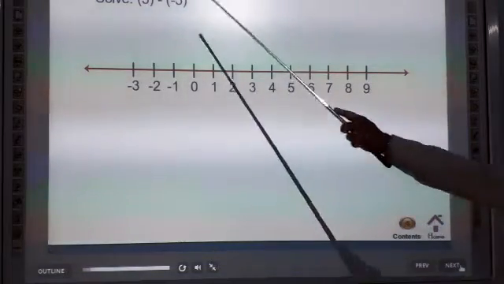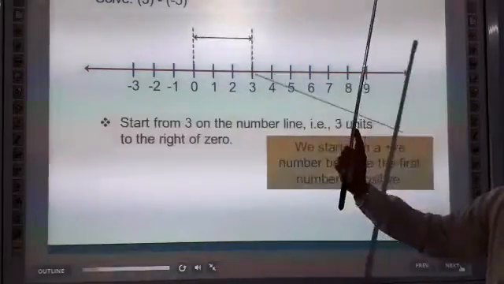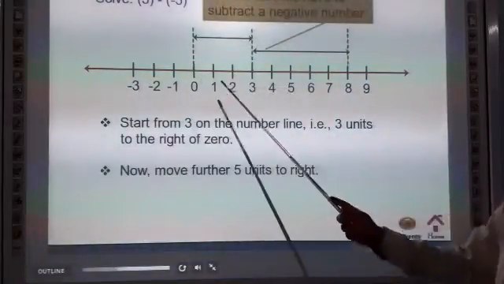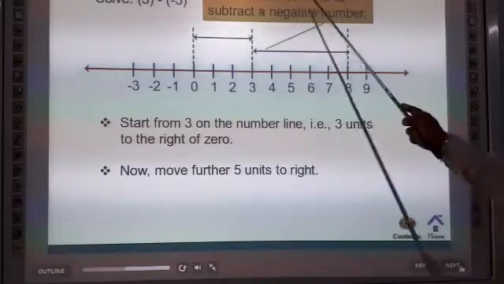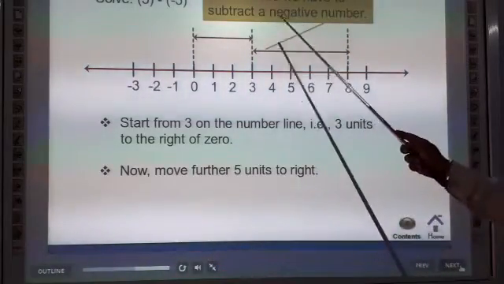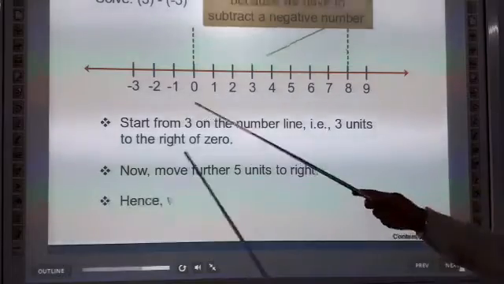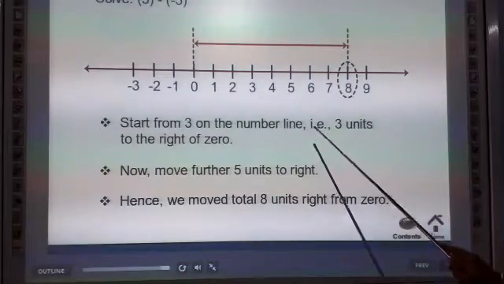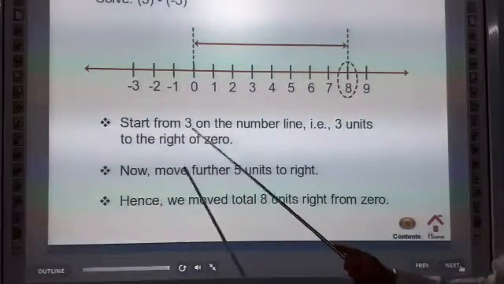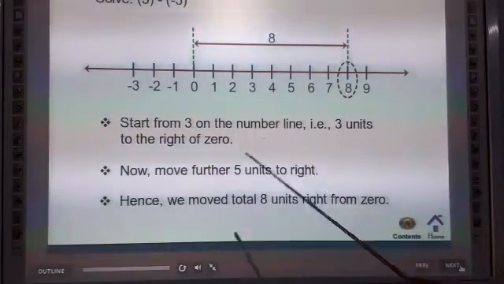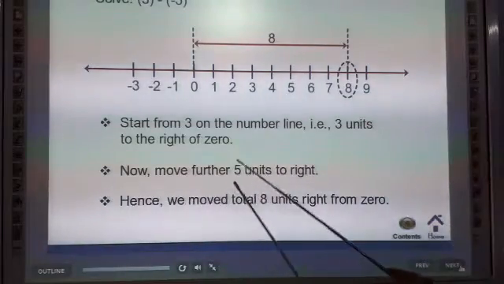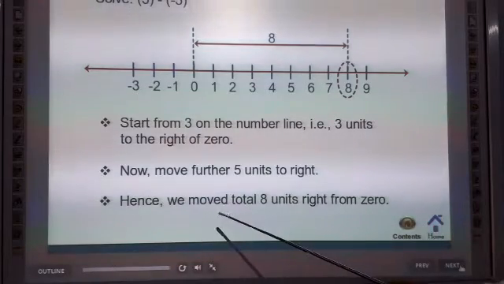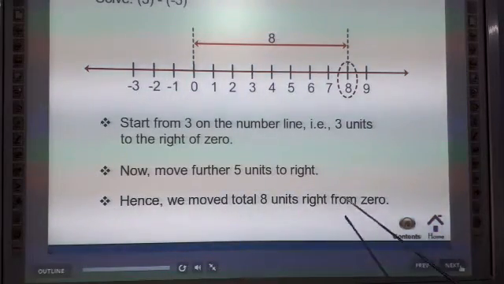Next question. 3 minus minus 5, minus minus is plus, so 3 plus 5 is equal to 8. Show the diagram. We move to the right because we have to subtract a negative number. Show the number line. Start from 3 on the number line, that is 3 units to the right of 0. Next, now move further 5 units to the right. Hence, we moved a total of 8 units right from 0.